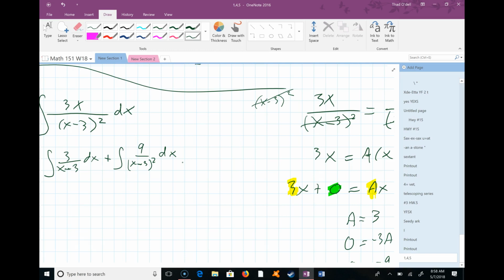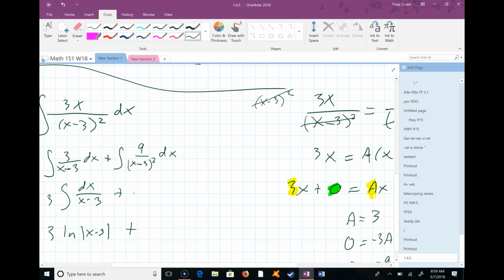Okay? Now we just got to integrate them. What about that first one? Can I integrate that? Is that a simple du over u? Almost. There's an extra 3 in there, right? So really, if I pull the 3 out, I could write that as 3 times the integral of dx over x minus 3. And then that would clearly be 3 ln of x minus 3, wouldn't it?